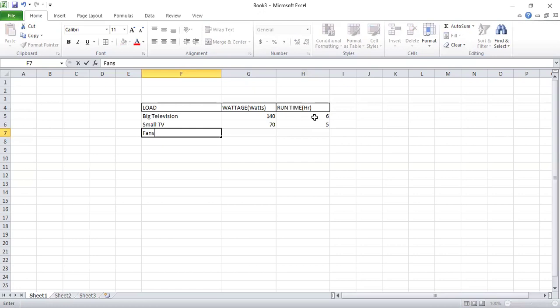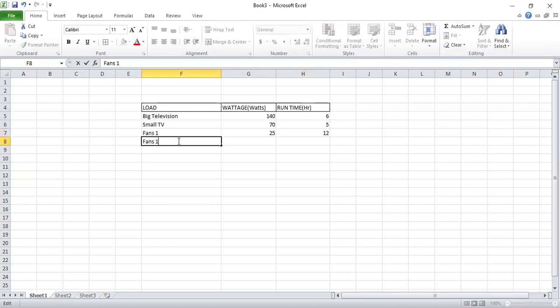Okay, let's be discrete. Fan number 1 is 25 watts. That's the fan in the living room, and it runs for 12 hours. The fan in the bedroom, fan number 2, that's bedroom 1.